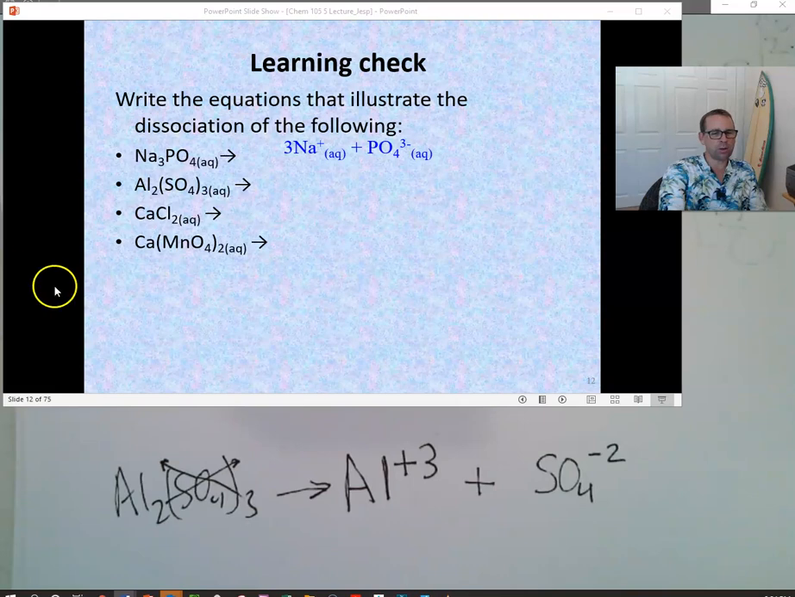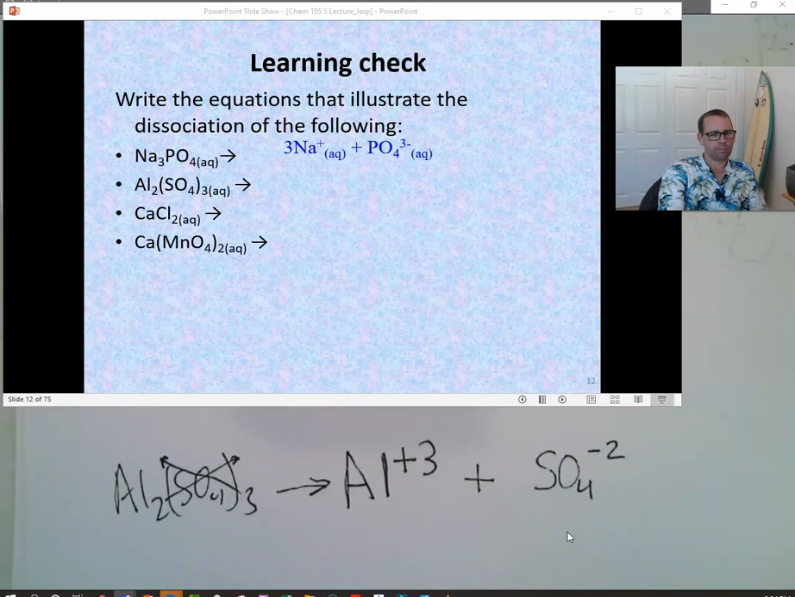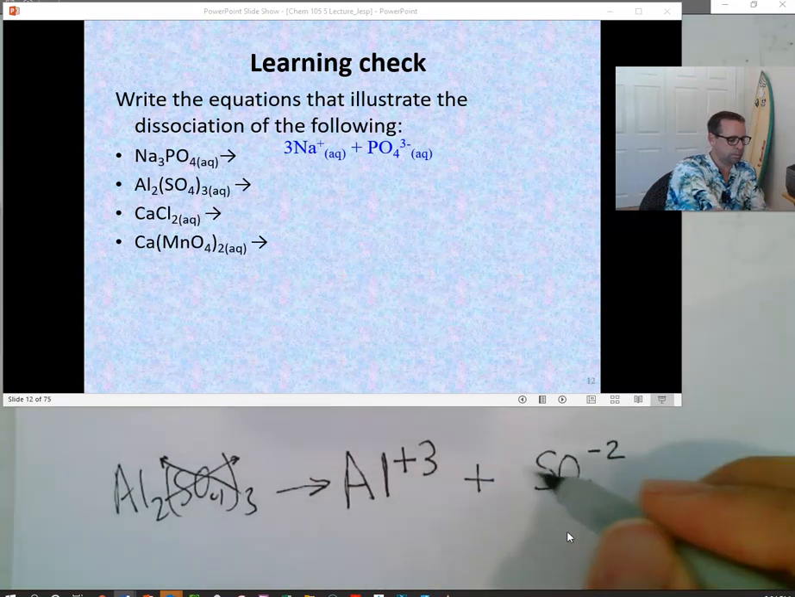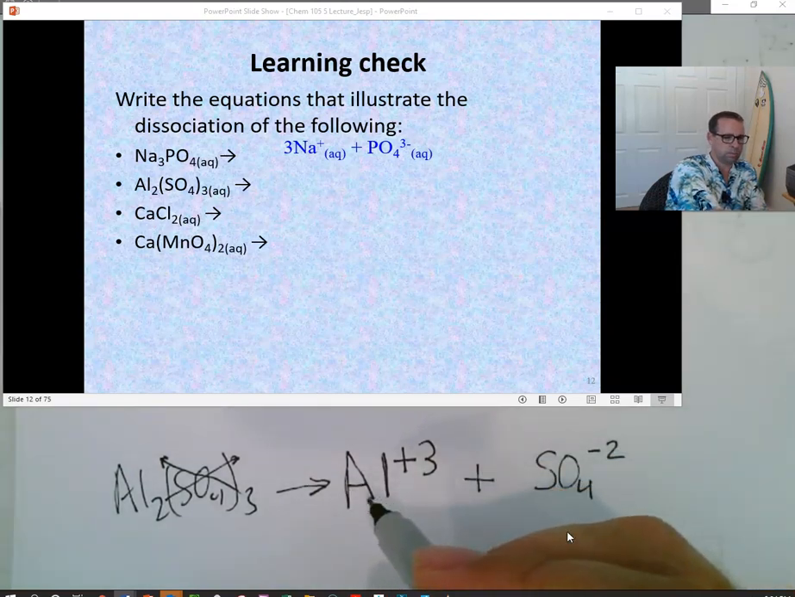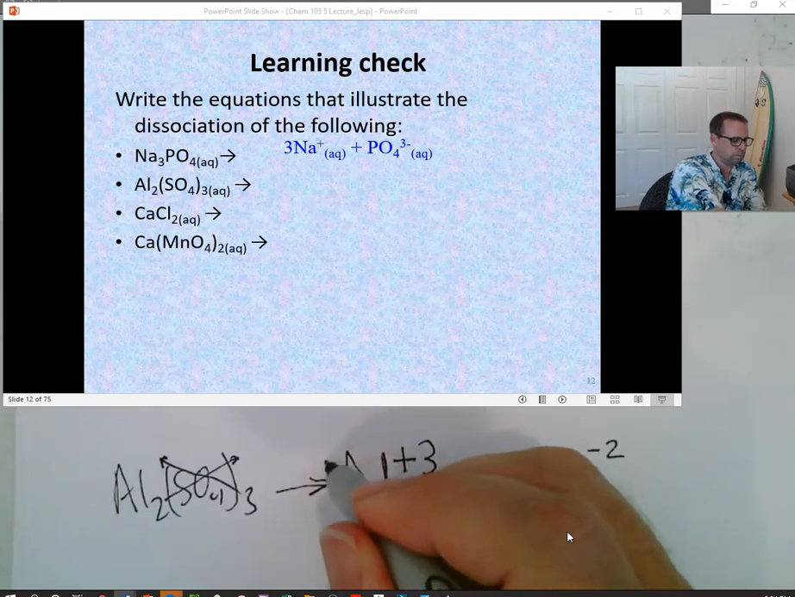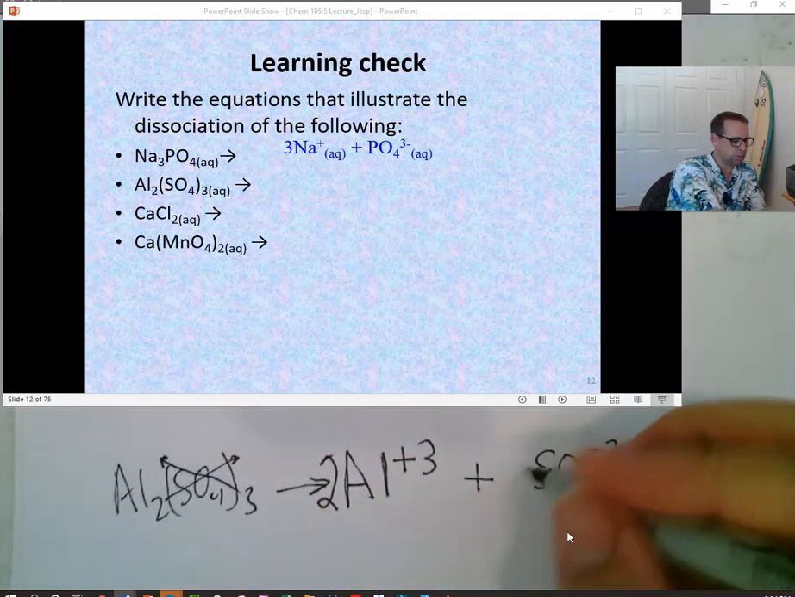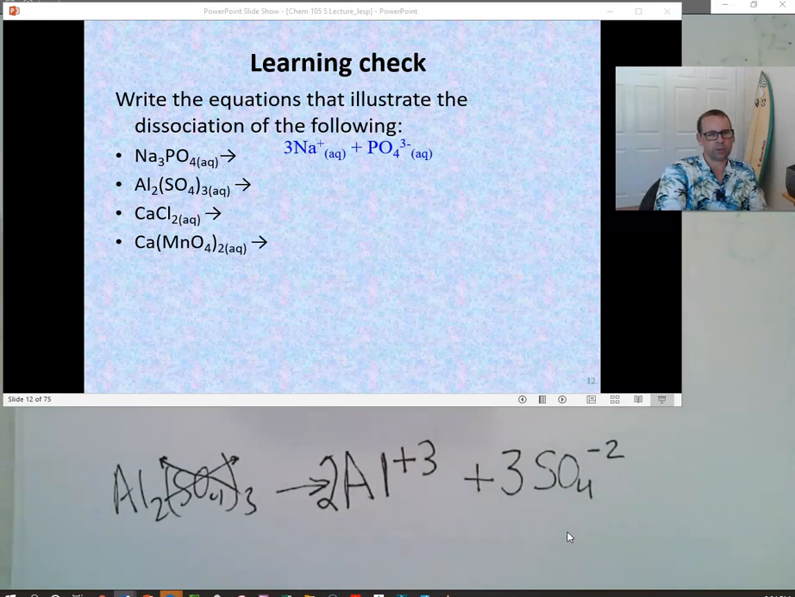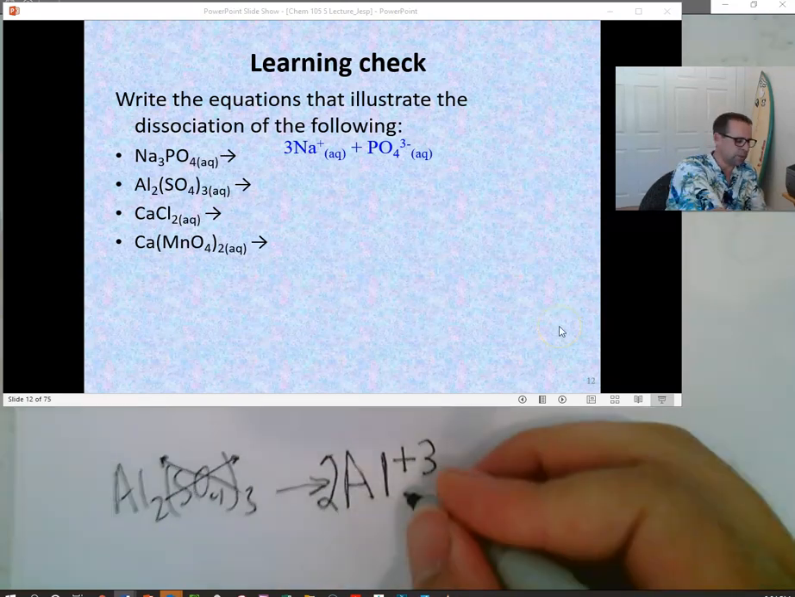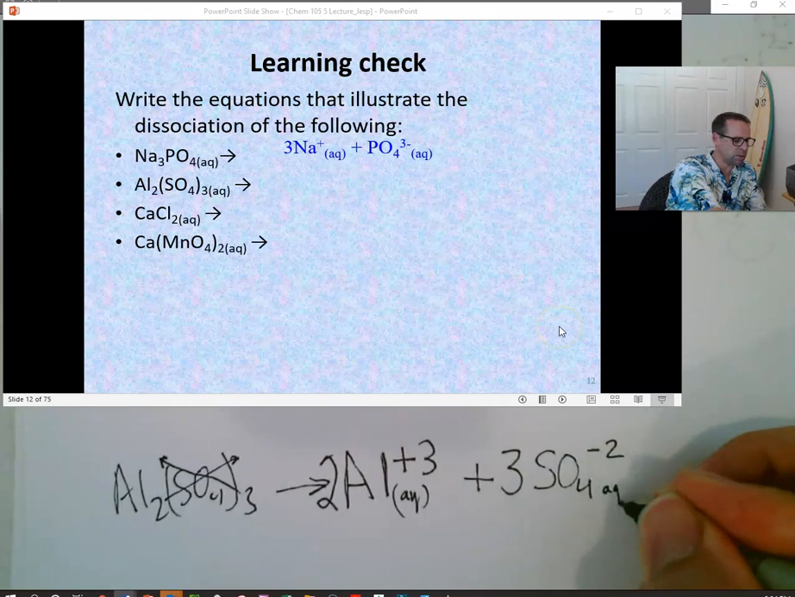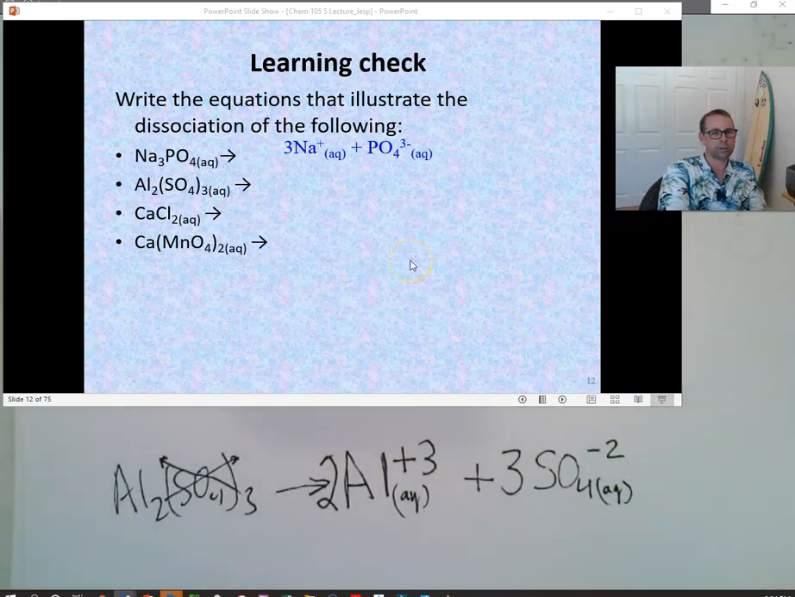Okay, so now what coefficients can go in front of this aluminum ion and the sulfate ion? How many do we need over here? And how many sulfates? 2 aluminum. Sulfate. Very good. 3 in front of sulfate. And then we'll write in here aqueous to show that these are dissolved in water. Excellent job.